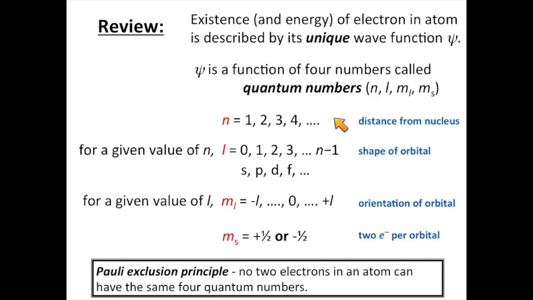N, the principal quantum number, gives you roughly the distance from the nucleus of the electron. L, the azimuthal quantum number, gives you roughly the shape of the orbital. The possible values you have for L go from 0 to 1 to 2 to 3, all the way up to n-1, and then we give these names. If L equals 0, that's an s orbital. If L equals 1, it's a p orbital. 2 is a d orbital. 3 is an f orbital.